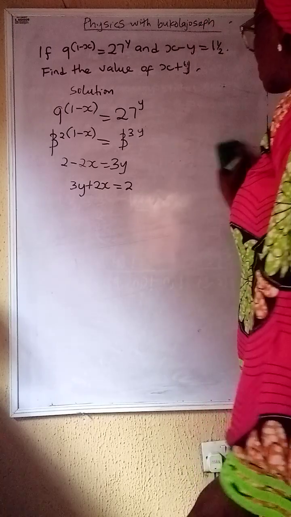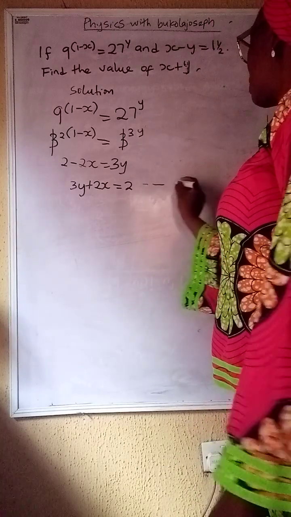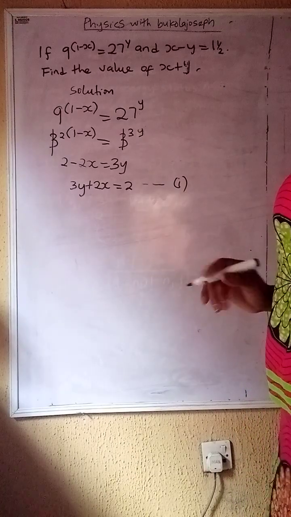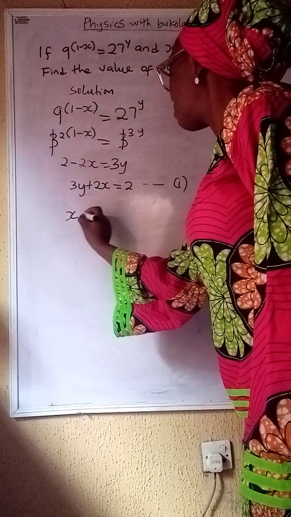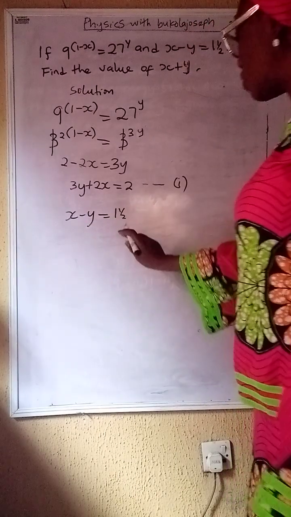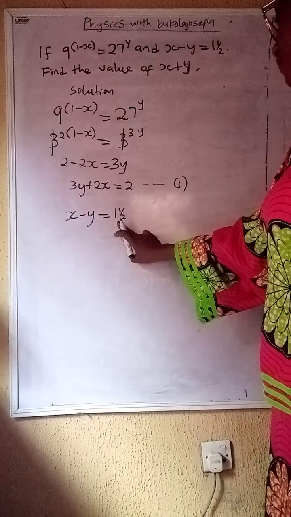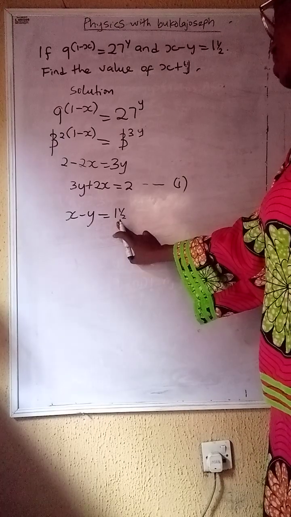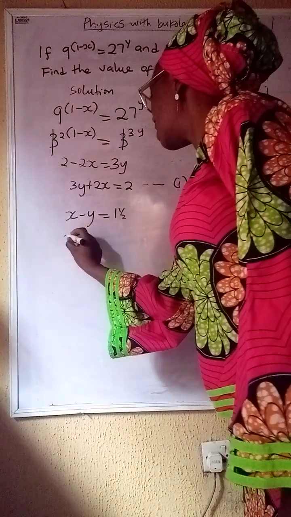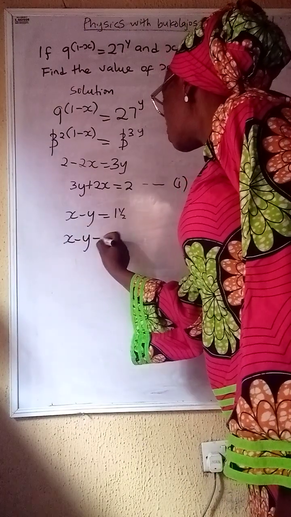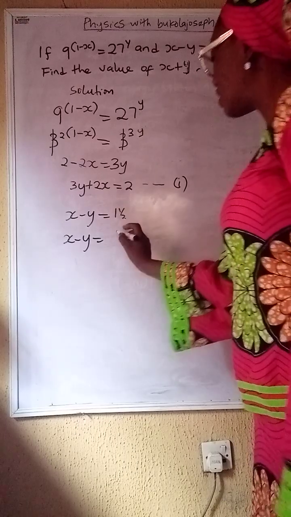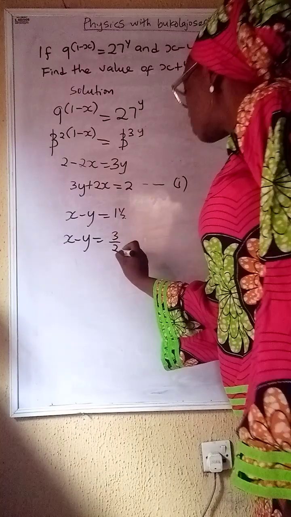So now we are going to name this equation one. Now let's deal with the second equation given. So we have x minus y is equal to 1.5. This is a mixed fraction, so we are going to change it to an improper fraction. So we have x minus y is equal to 2 times 1 is 2, 2 plus 1 is 3, then we have 3 over 2.